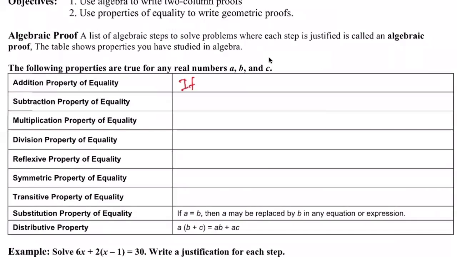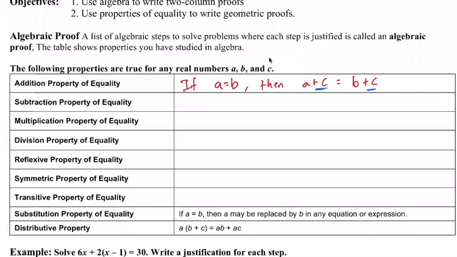So for addition property, if A equals B, then A plus C equals B plus C. Okay, so you can see here, I just added the plus C for addition property, right? Whatever you do to one side, you do to the other. You can probably get the gist of where we're going with this now.